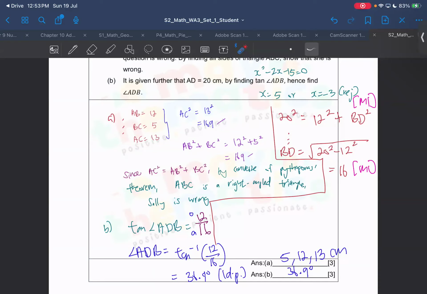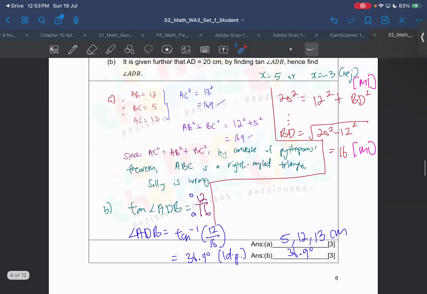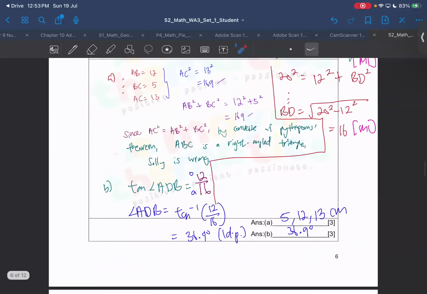Okay lah, since we left a few minutes, I let y'all choose which question you want me to go through. Y'all see which one will be helpful. Want me to go through question 6? Yeah, question 6, right? What do you mean? Okay, I go through.